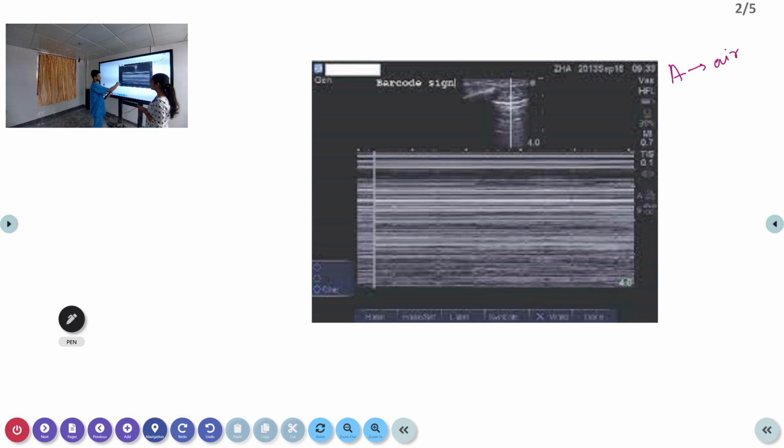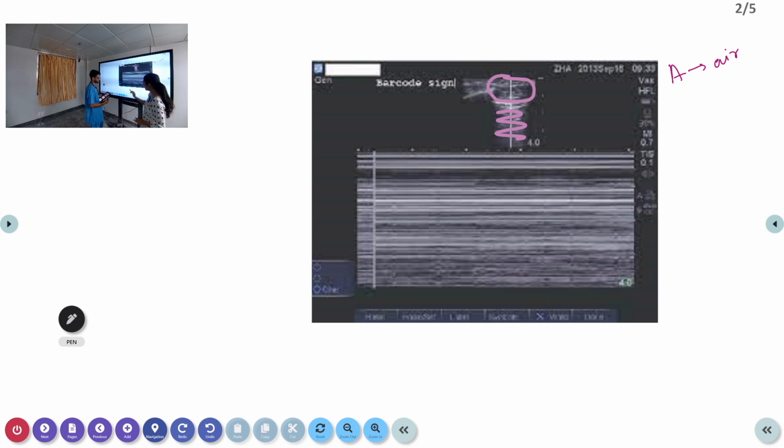In M mode, we will see that above it would be like plain lines, and down it will be disturbance, lung movement. Normally the pleura is moving during breaths, inspiration, expiration. So this portion will be moving, and this will not be moving.